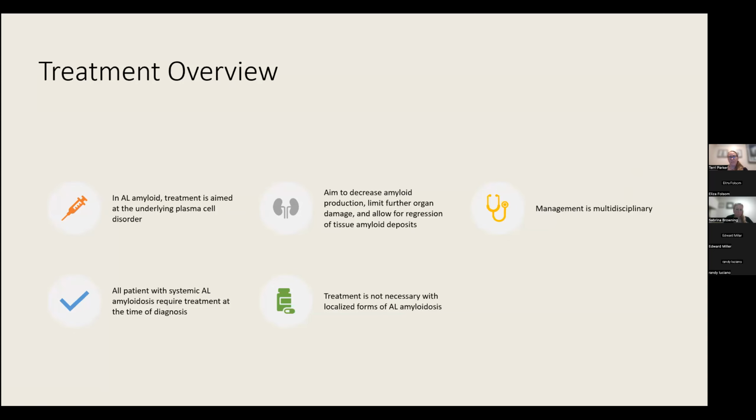All patients with systemic AL amyloidosis require treatment at the time of diagnosis. However, treatment is not necessary with localized forms. Therefore, as previously mentioned, it's important to determine if a patient has localized or systemic AL amyloidosis.